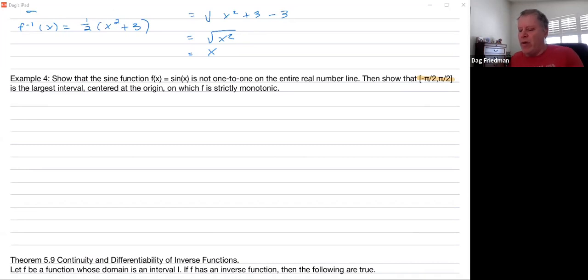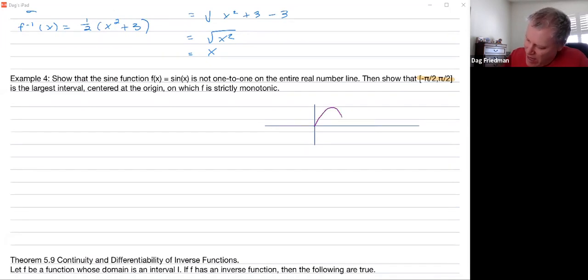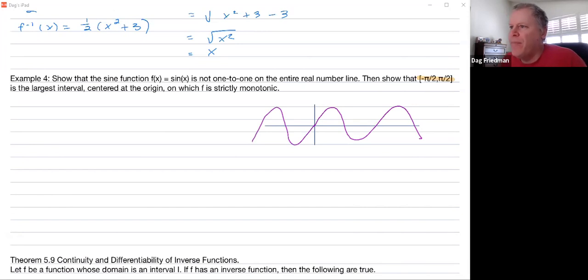So I think you guys would agree. We could go through and take derivatives and things like that, but I don't really need to. The sine function looks poorly drawn like this. So it kind of does this. Obviously, I've done a terrible job there.